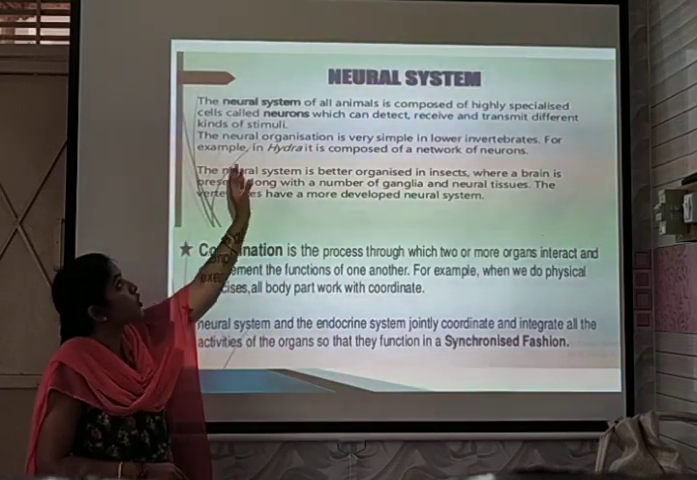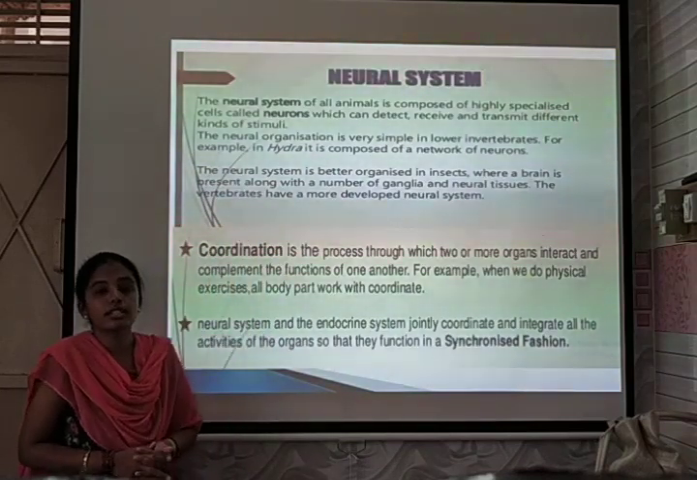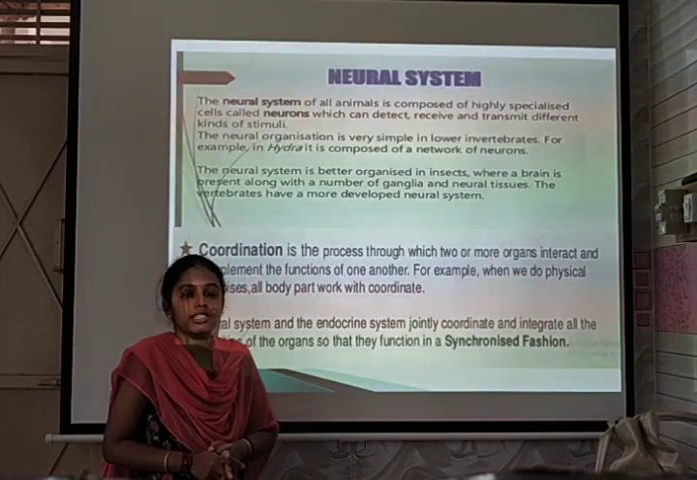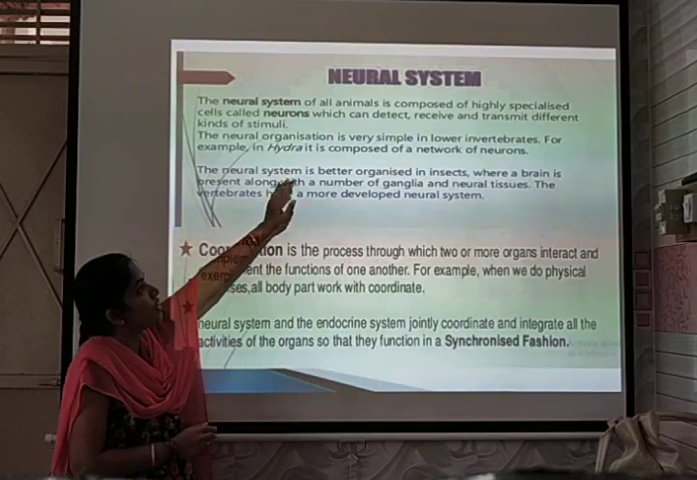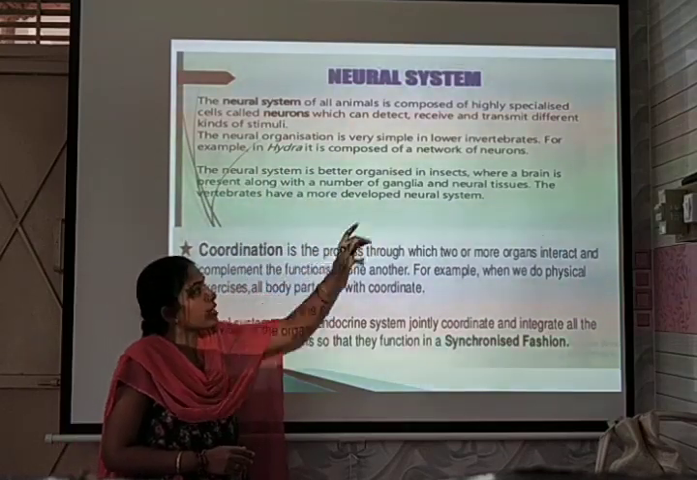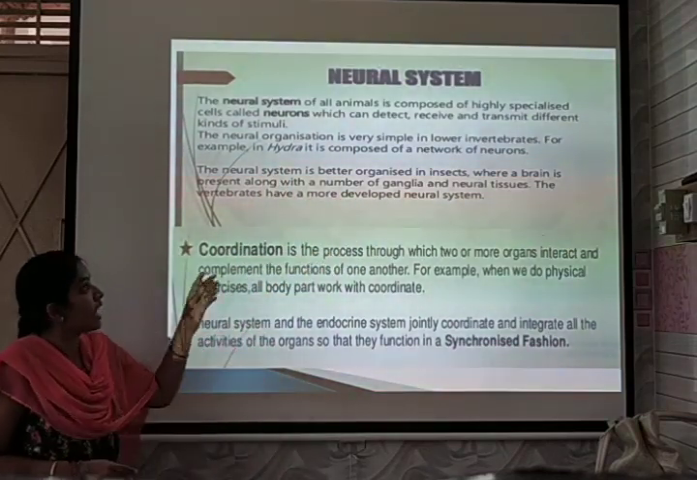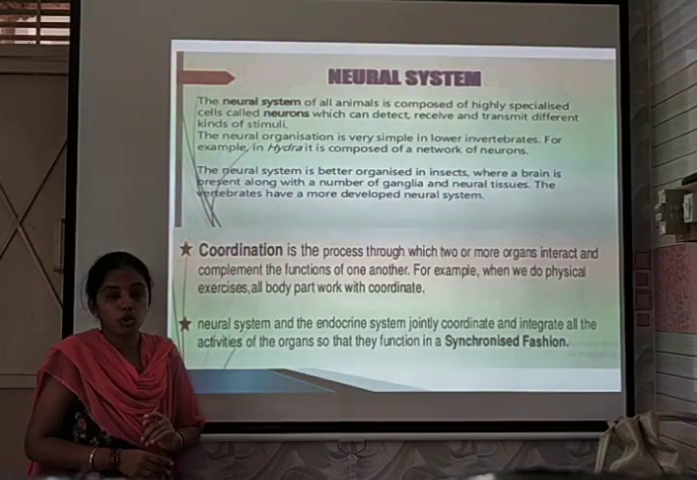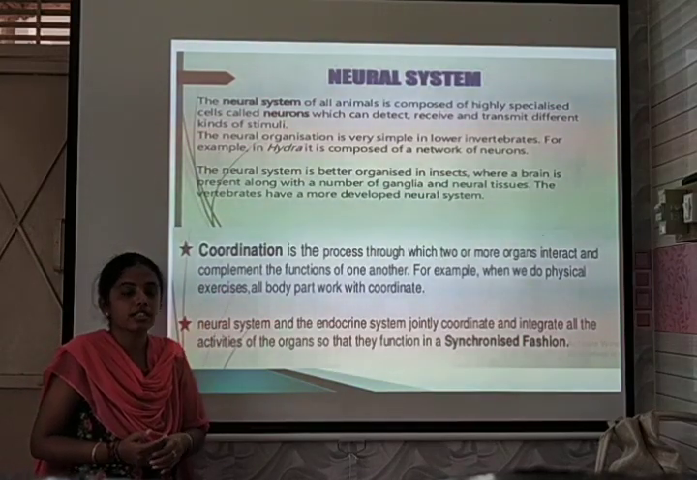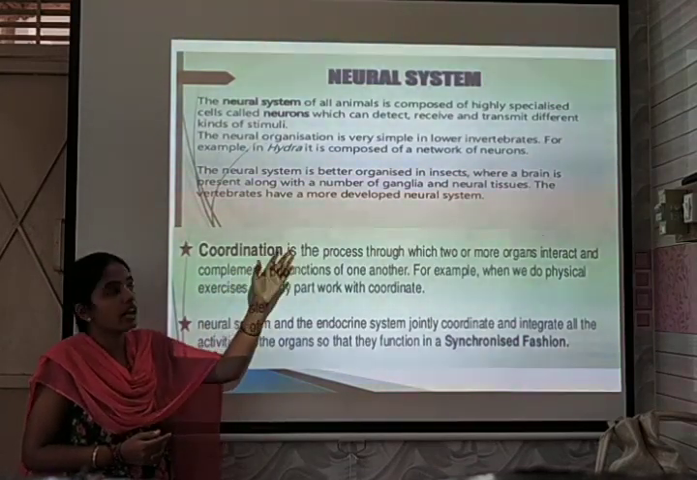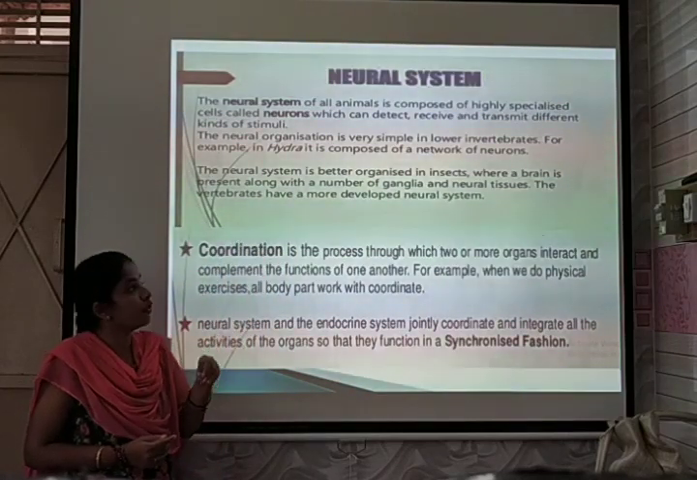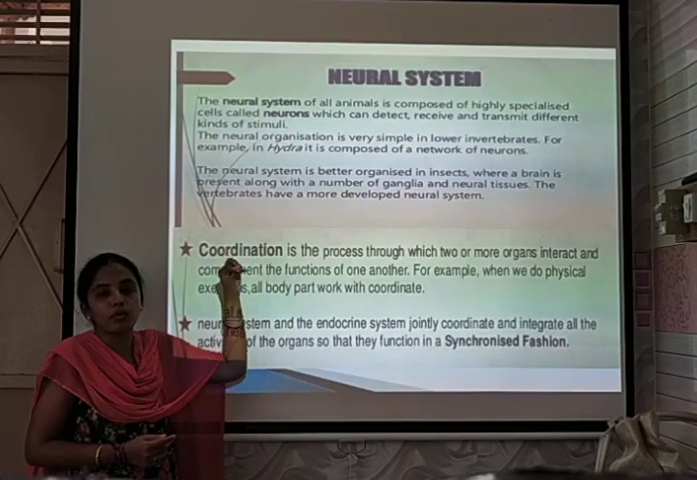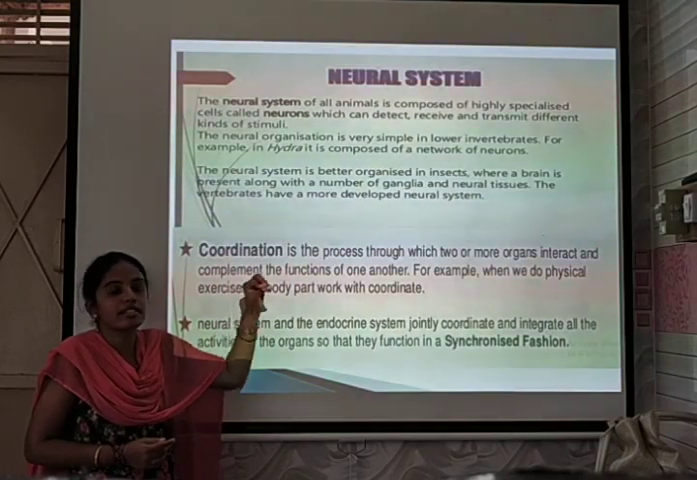by the help of stimulus. So the neural system in lower invertebrates has been formed in simple conditions, for example Hydra, and is composed of a network of neurons. Whereas the neural system in arthropoda, for example insects, is formed by the brain along with a number of ganglions and neural system. In the vertebrates, the neural system is well developed and organized.